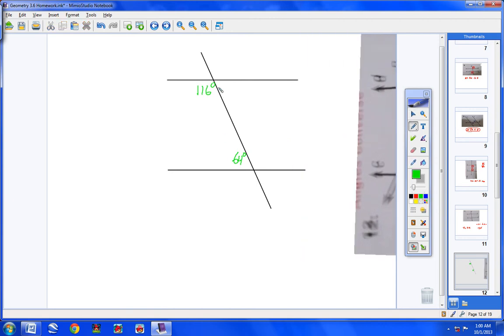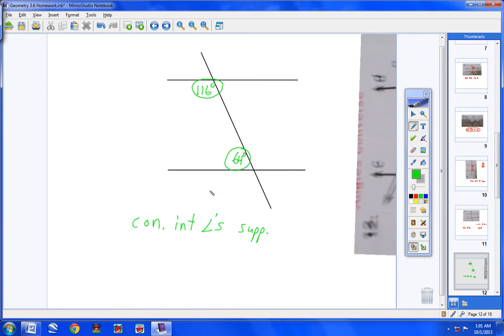I mean, think about it. What's the names of these two angles right here? Well, they're called same side interior angles, or you can call them consecutive interior angles. And if you add 116 plus 64, you get 180. So how do we know that these two lines right here, this line and this line, are parallel? Because my consecutive interior angles are supplementary. Okay? And that's a really big help. Okay? All right. That was number 12.